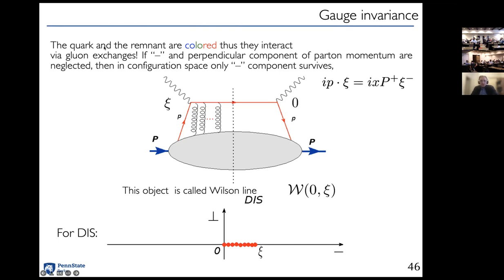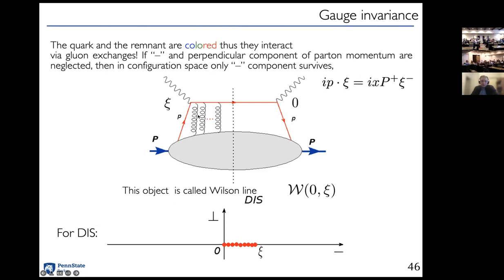The quarks and the remnant of the nucleon are colored, so they will interact via gluon exchanges. And so gluons will be exchanged between the remnants of the nucleon and the struck quark. So now if minus and perpendicular components of parton momentum are neglected, then in configuration space only minus components would survive. So we have this e to the i x p xi minus.